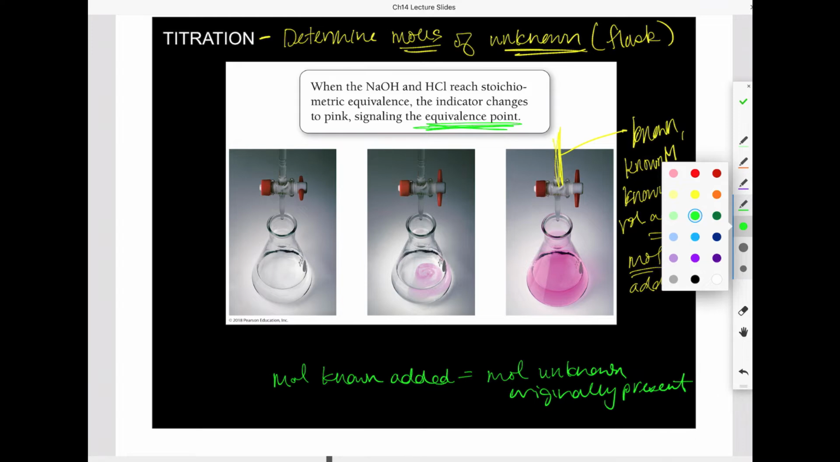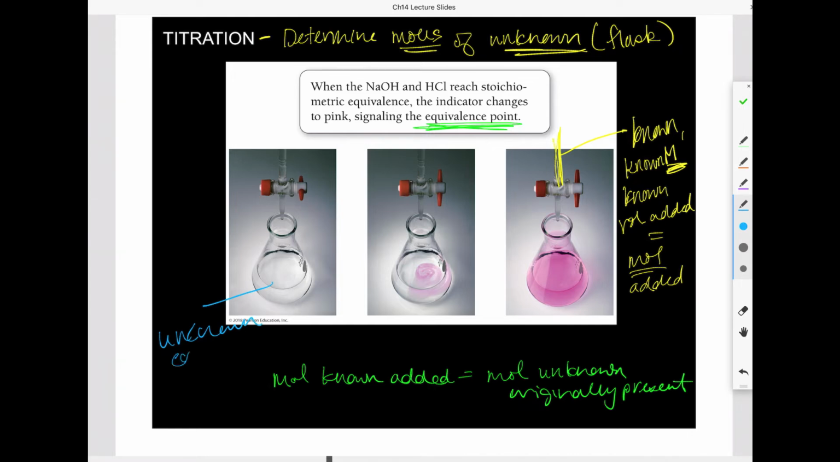So then going back to our figure, here in the flask is our unknown. So what it means is it's usually an unknown concentration. We can use it for other things, because again, the whole goal is to determine moles of whatever it is, but usually it's an unknown concentration for this purpose, with a known volume.